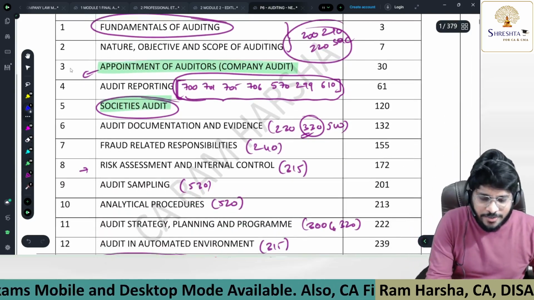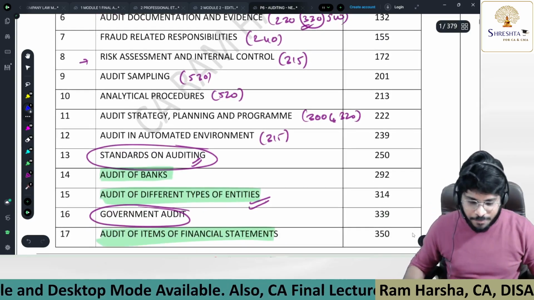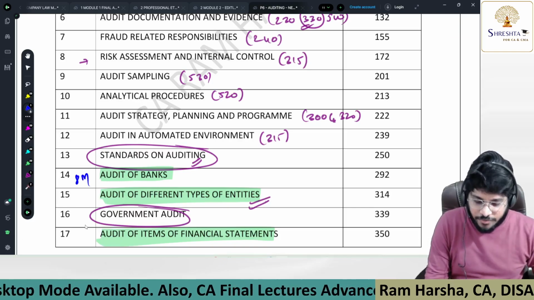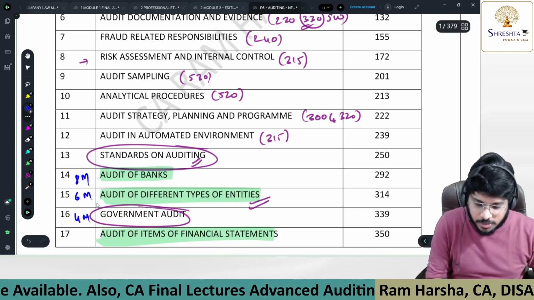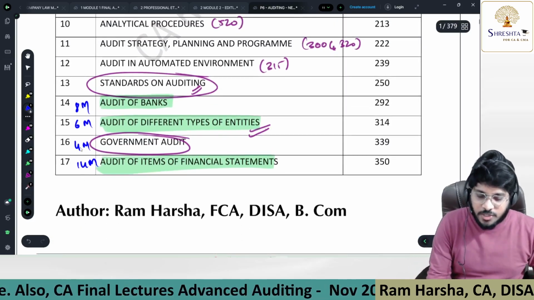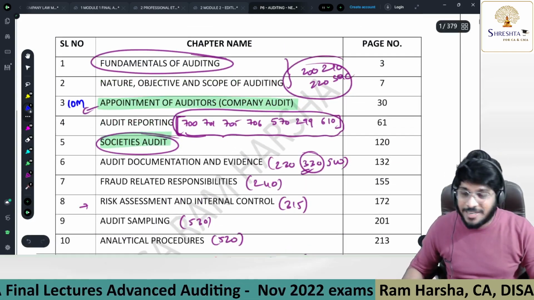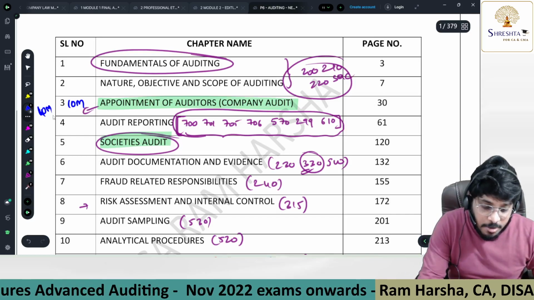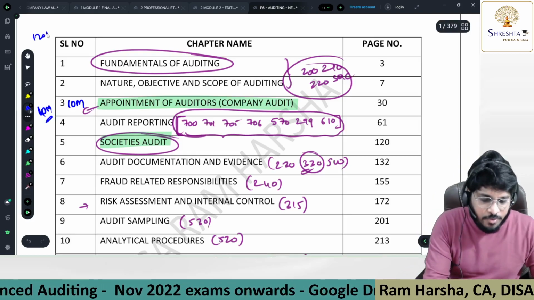What is the company audit weightage? 10 marks around, maximum. I'm talking maximum 10 marks. Audit of banks, maximum 8 marks weightage. Audit of different types of entities, government audit, maximum 4 marks. And this one is again some 6 marks. Items of financial statements, 14 marks. You see here, 14 plus 4, 18. 18 plus 6, 24. 24 plus 8, 32. 32 plus 10, 42, or I can say 40 marks, round figure. I'm talking about maximum weightage. 40 marks. You are having a paper for 120.